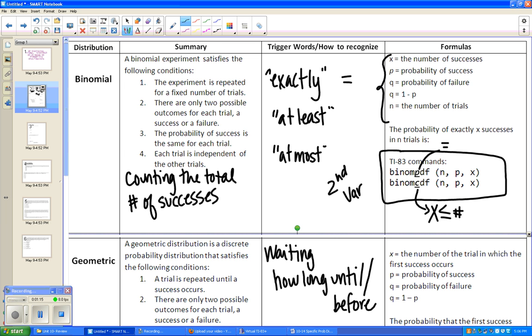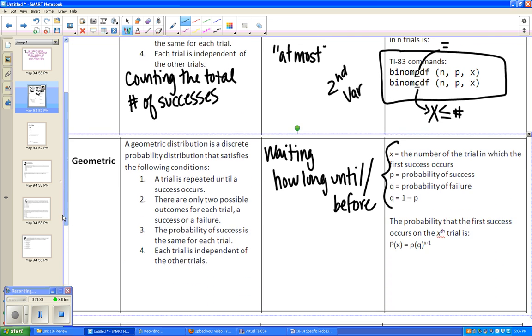These symbols, really quick: x is the number of successes, so it's a whole number. P is a probability, Q is the probability of failure, so to get Q, it's 1 minus P. N is your number of trials. This is a large whole number. And we use the same exact symbols for geometric. Okay, so exactly the same.